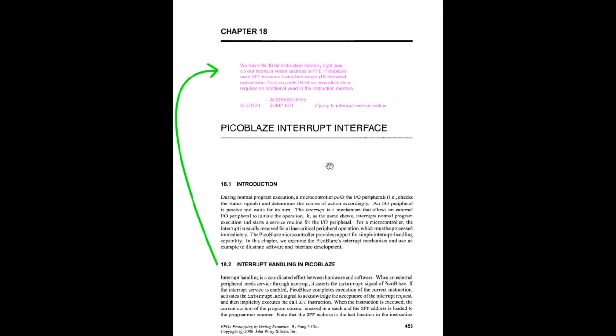In the implementation of the Pico Blaze, they were able to then use instruction 3FF or location 3FF as the vector to the interrupt service routine. For us, when we do a jump to a particular address, we need 2 words to implement that because our instruction set is only 16 bits wide. So what that means is our vector address is FFE.